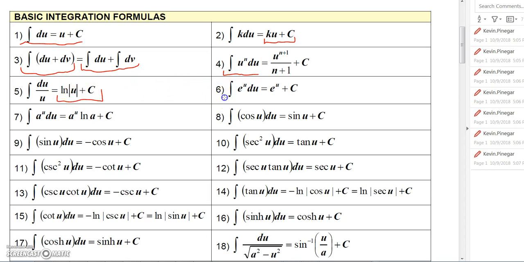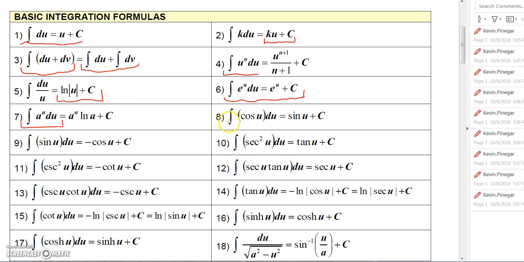And then we have the formula for e to the u du, which is equal to e to the u plus a constant. And if the base of the exponent is a number other than e, like a to the u du, we have a formula for that. That would just integrate to a to the u over the natural log of a, plus a constant.